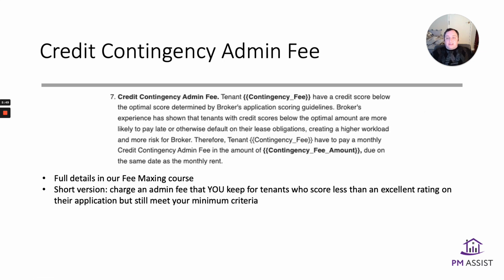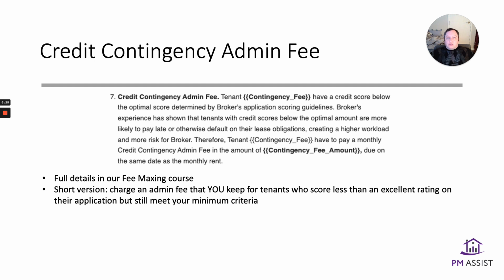Next is credit contingency fees. Full details, of course, in our fee maxing course, but the short version of this is you have tenants who obviously fall within a wide range of scores, depending on how you score your applicants. Maybe you have your own scoring system. Maybe you use a Vantage score from TransUnion. Maybe you're using just a credit score, that's all you're using to score an application. Let's say your company allows a credit score of 600 to 850, so you know, 600 and up basically.